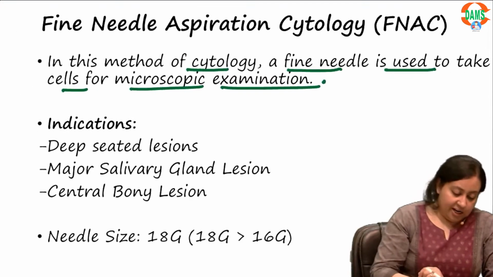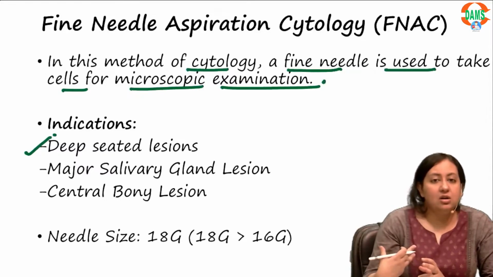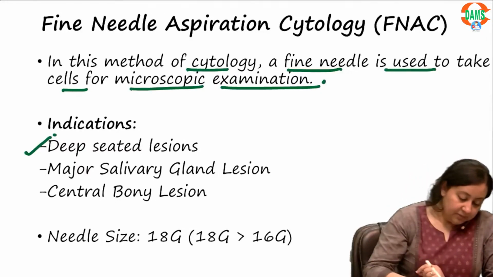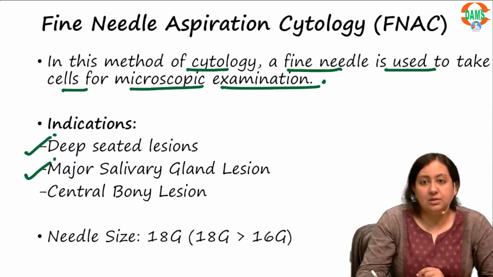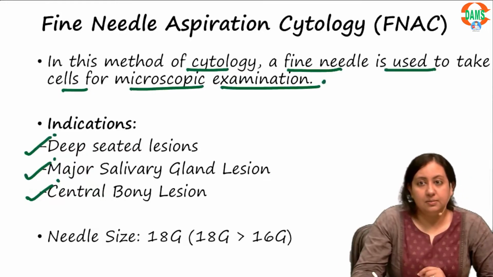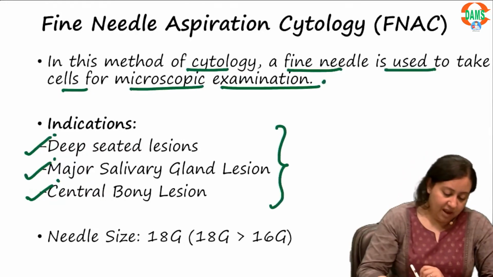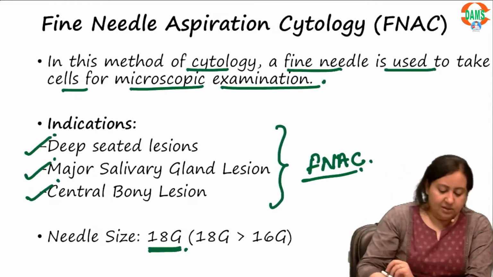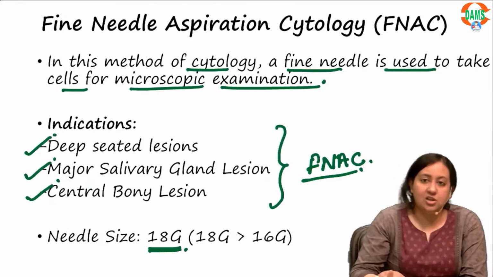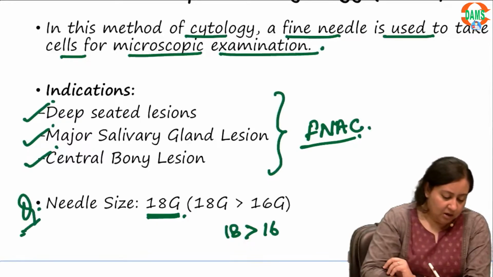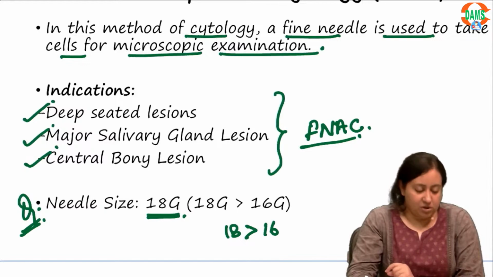The indications are a deep-seated lesion where you cannot reach, where access is an issue, major salivary gland lesions, and central bony lesions. These are the indications of FNAC. Now the needle size: you use an 18 gauge needle. Some authors also prefer a 16 gauge needle, but please always give preference to 18/16 when you are marking your answer. This point is important.